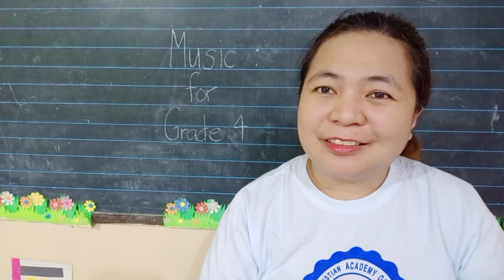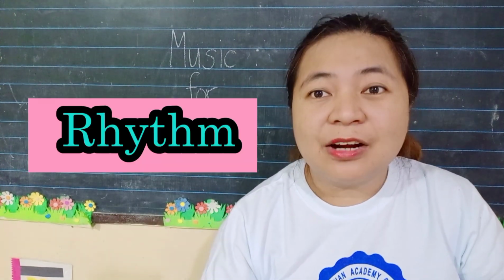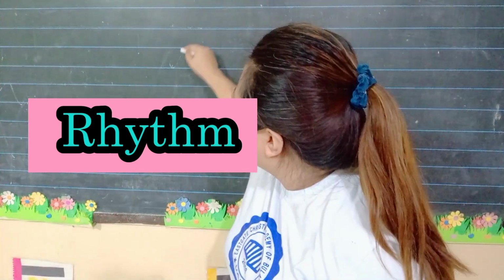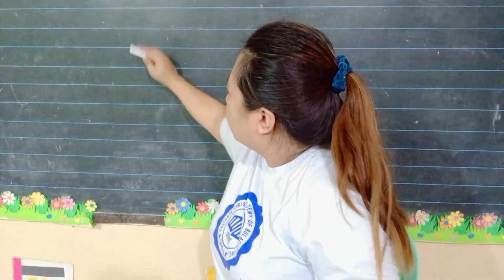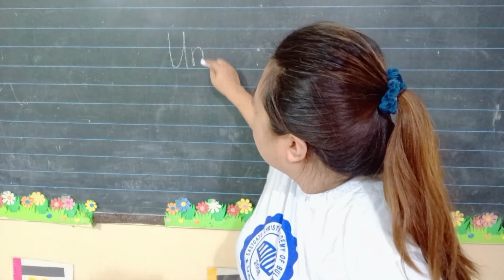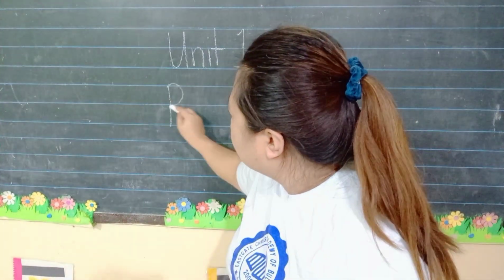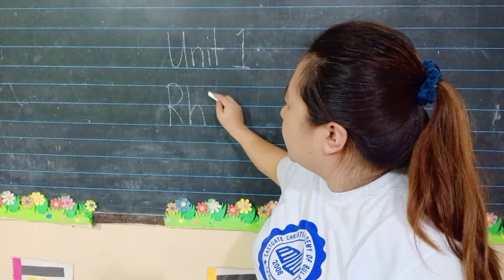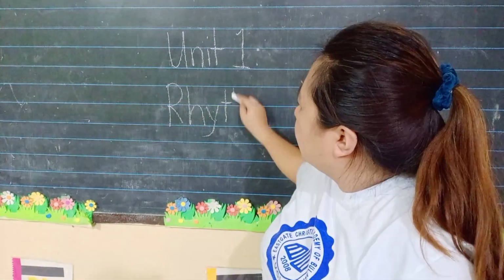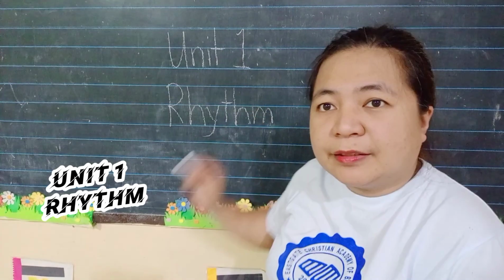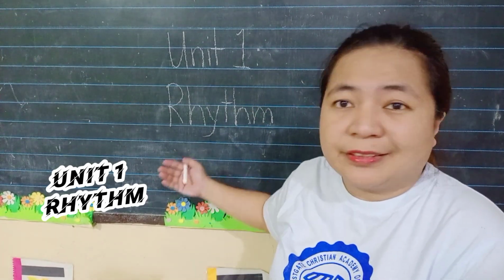We will start our lessons for the first unit of it, which is the rhythm. Unit 1. R-H-Y-T-H-M. It is called rhythm, or it is read as rhythm.